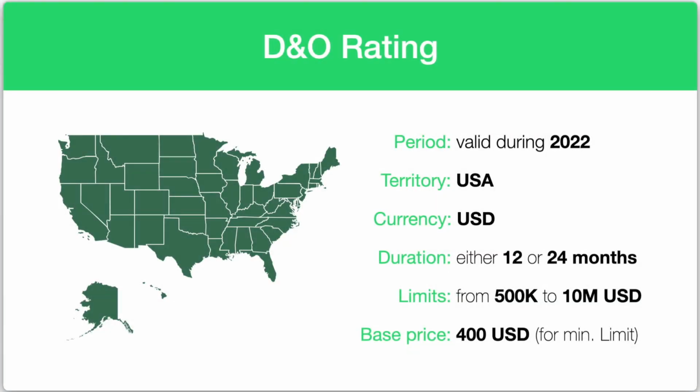We're building a D&O product, and it will be for the privately held companies. The first rating is valid for 2022, only for USA, in US dollars. The policy duration will be either 12 or 24 months. The limits from $500K to $10 million, and the base price $400 for the minimum limit of $500K. So let's go ahead and build this rating.